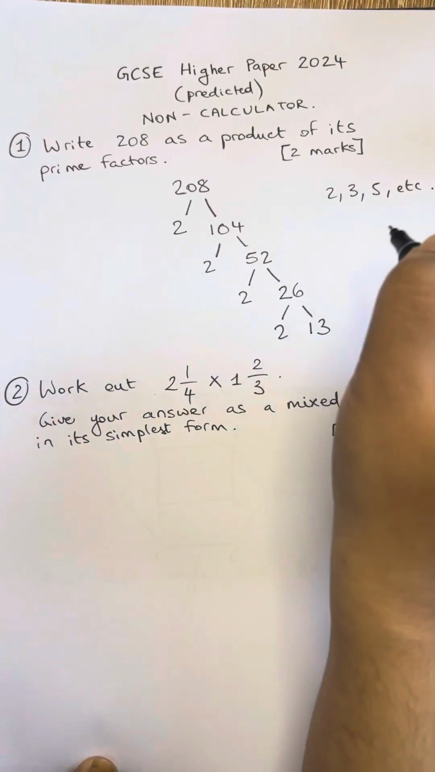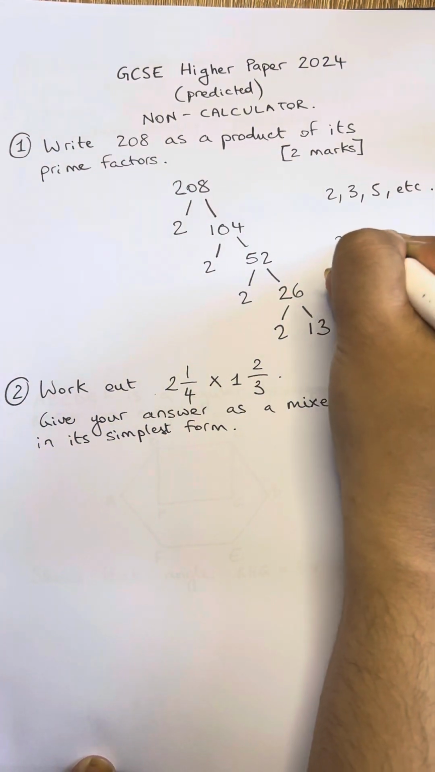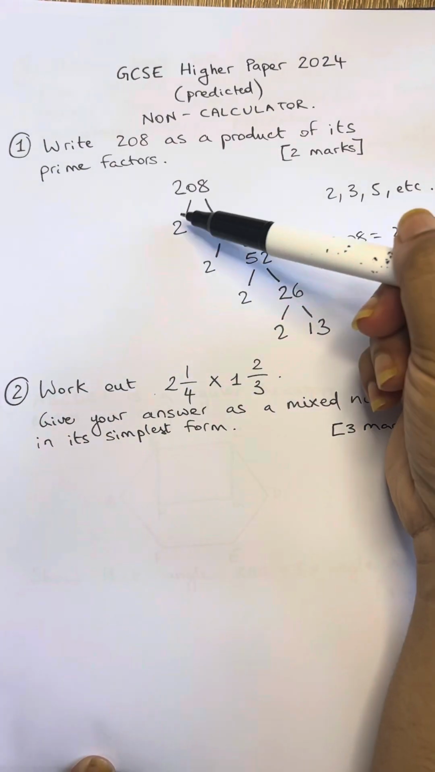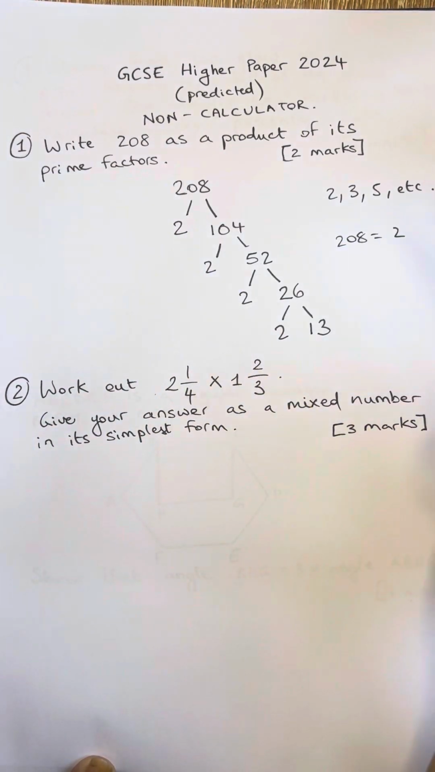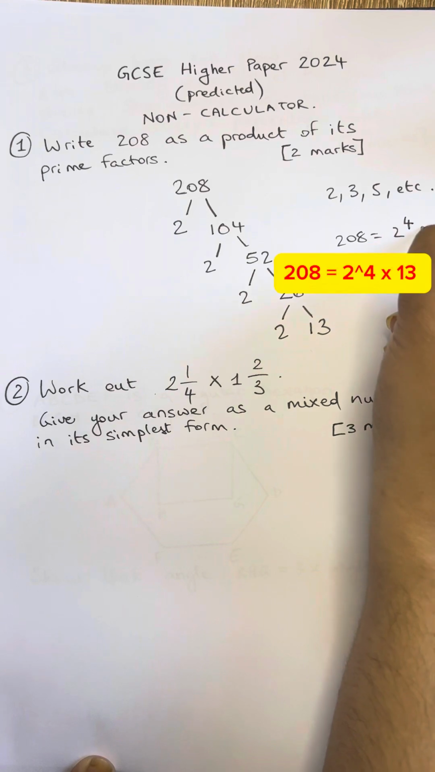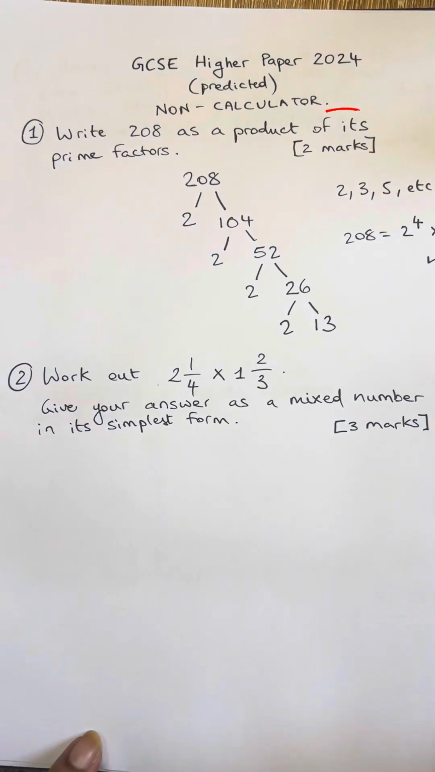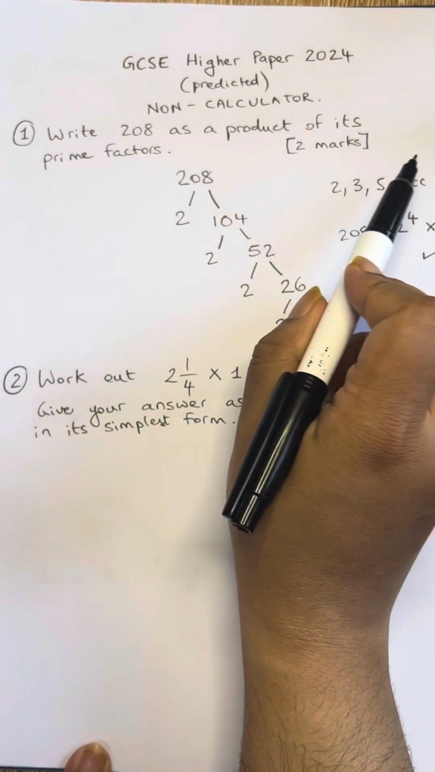Your final answer needs to be written like this: 208 equals 2 to the power of how many 2's do we have? 1, 2, 3, 4. So 2 to the power of 4 multiplied by 13. That should be your final answer, and that will give you 2 marks.